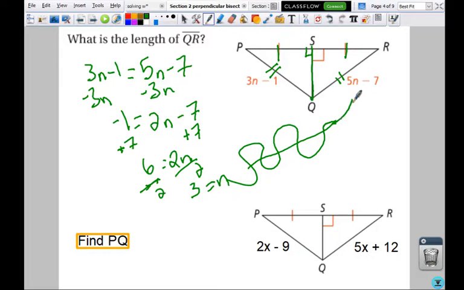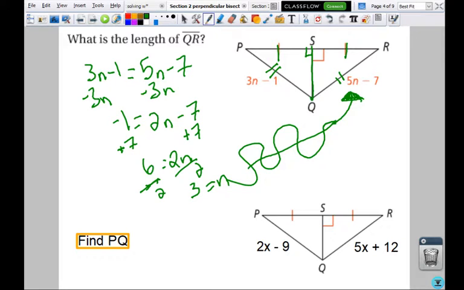Anyway, we're going to have to edit this before I put this one on YouTube. I'm going to say the power went out, so then we restarted, and it's going to be fixed. Alright, anyway, we get 3 equals n. Sorry, that was my bad.